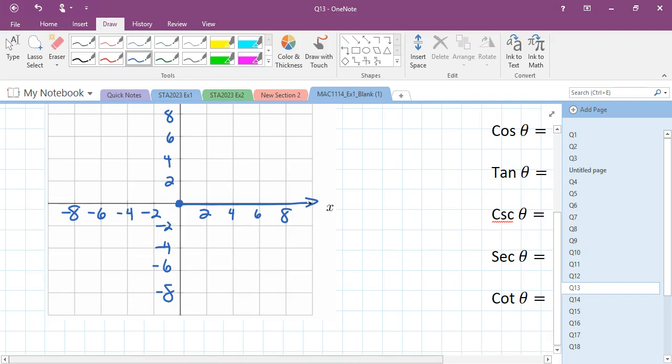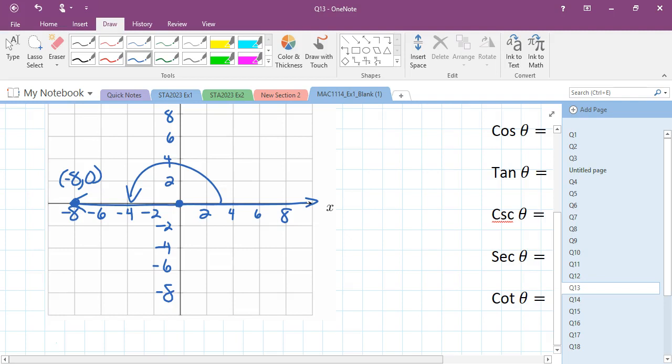All right, so we need our terminal ray to go through -8, 0. So -8, 0 would be right here. Which direction did that rotate? Clockwise or counterclockwise? Counterclockwise. That's the standard position of this. Which represents which picture? A. Okay?